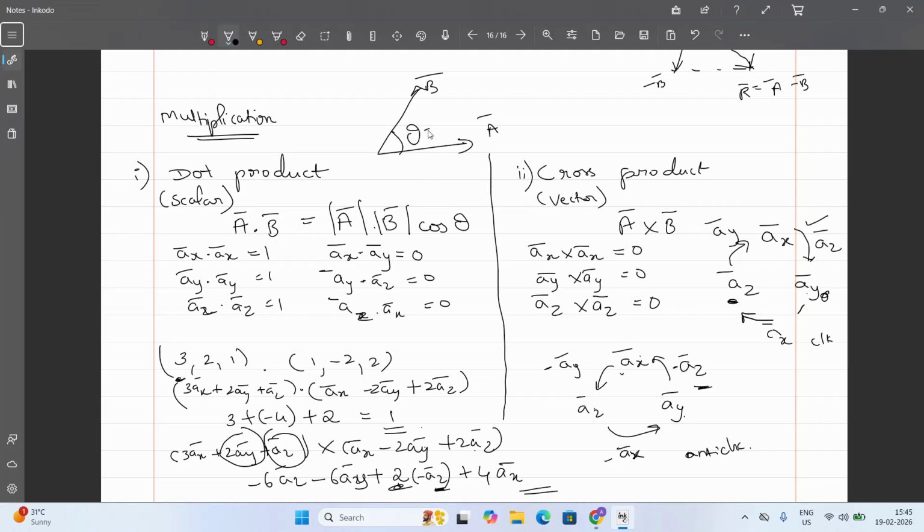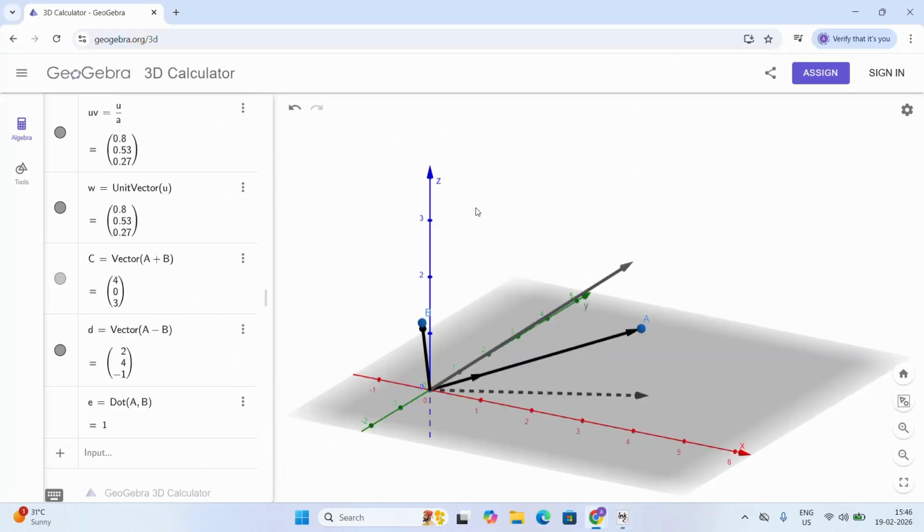If this angle is 0 degrees, cos 0 is 1, which means both vectors will be in the same direction, on top of each other. But if the angle is 90 degrees, it becomes like this, and cos 90 is 0. It means that both of them are perpendicular to each other. So that is the significance of dot product. In electromagnetics, dot product appears in the flux concept, electric flux, and power calculations.